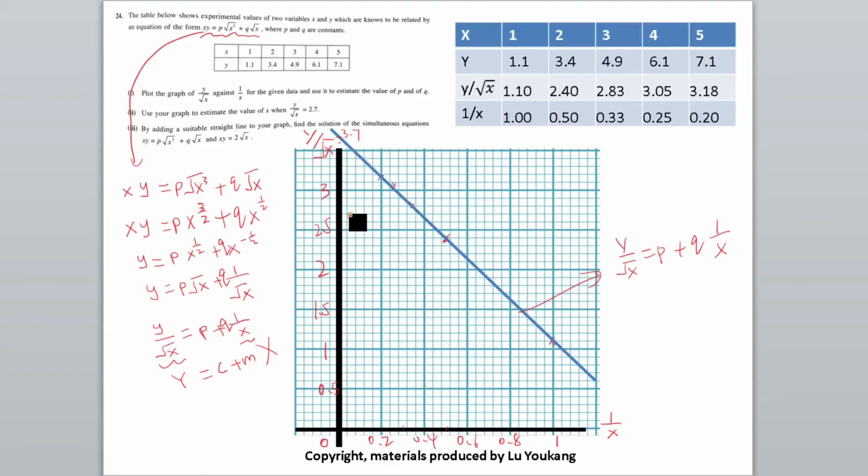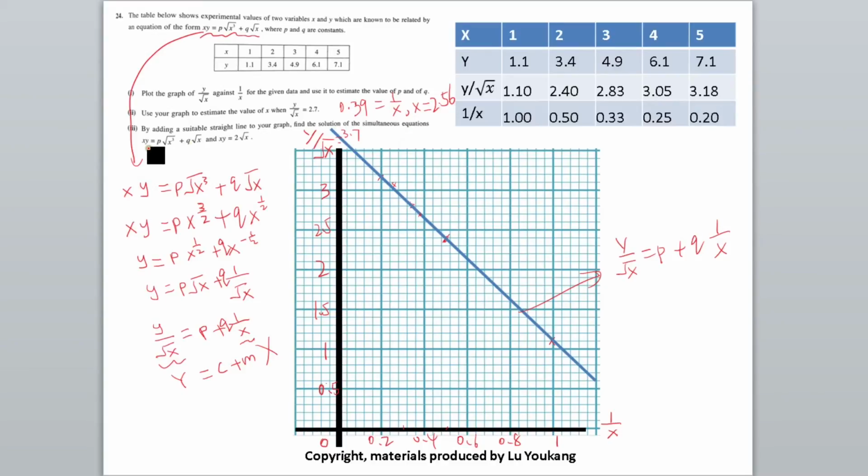Okay. So I have found my value of P, which is my y-intercept. And now we are asked to use the graph to estimate the value of x when y over square root x is 2.7. Therefore, when y over square root x equals 2.7, my 1 over x is 0.39. And therefore, my x is actually 1 over 0.39. So my x is 2.56.